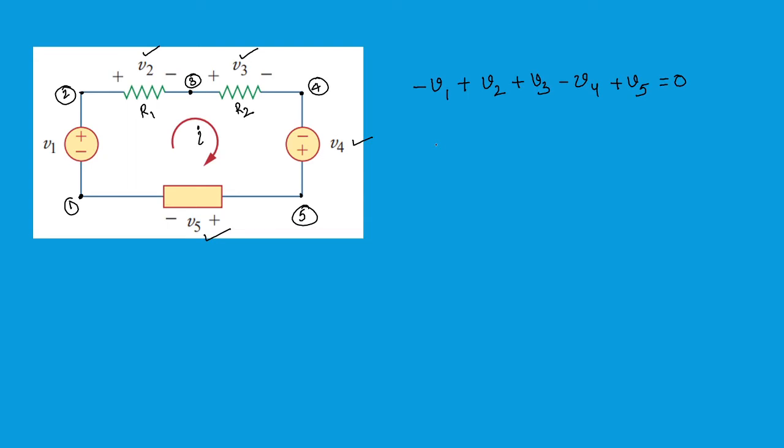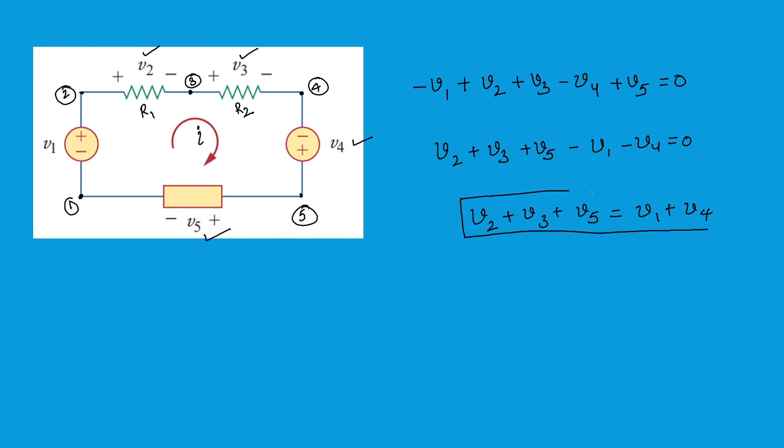Right? If you want to write it in a different way, you can write simply V2 plus V3 plus V5 minus V1 minus V4 is equal to 0. Sometimes you can also write V2 plus V3 plus V5 is equal to V1 plus V4. So this is what a KVL states. Okay. Very important: the sign is very important.